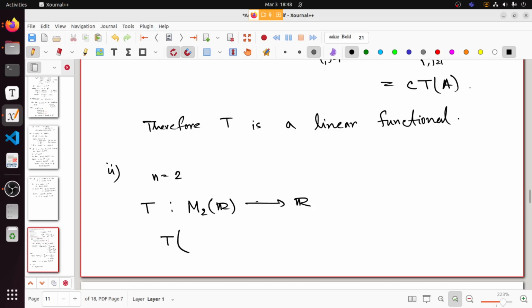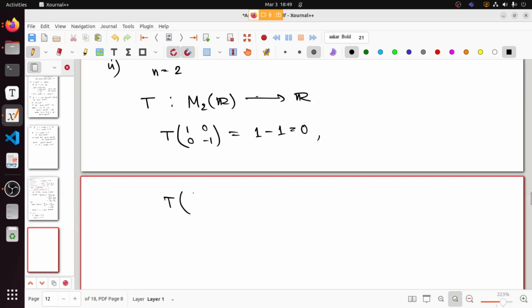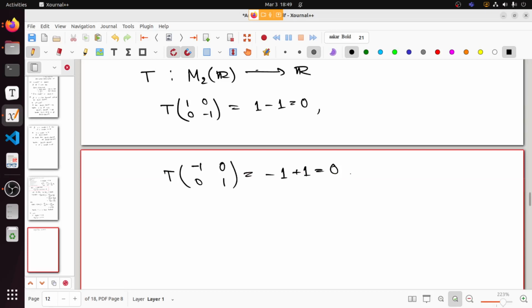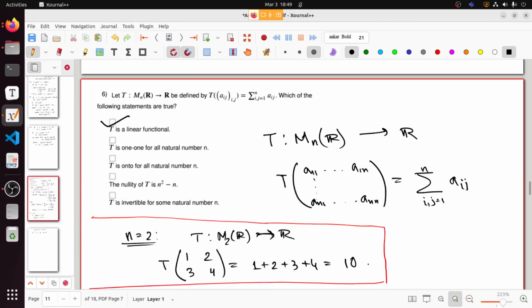So let's take T of the matrix [1 0; 0 -1]. So what will it be? 1 minus 1, it will be 0. And again, what will be under T of the matrix [-1 0; 0 1]? This will again be minus 1 plus 1, so the sum will be 0. So we see that these two are different matrices in M2(R), but they both map to 0, which implies T is not 1-1. So option number 2 is false, because we showed for M2(R) this is not true. So it is not true for all natural numbers.